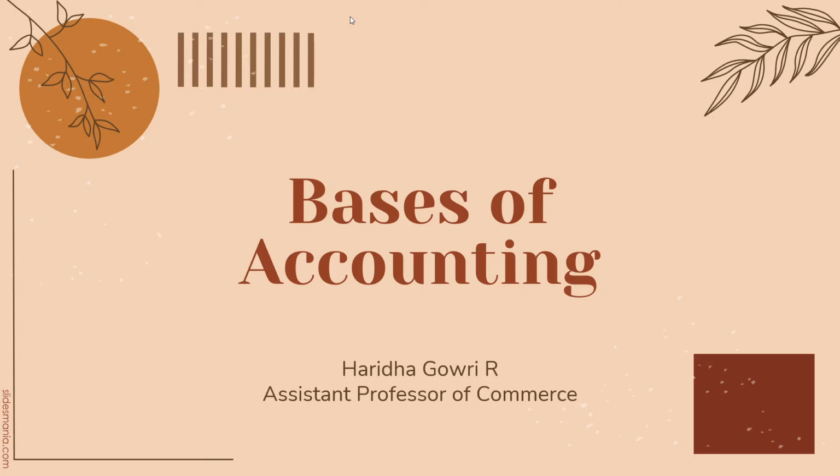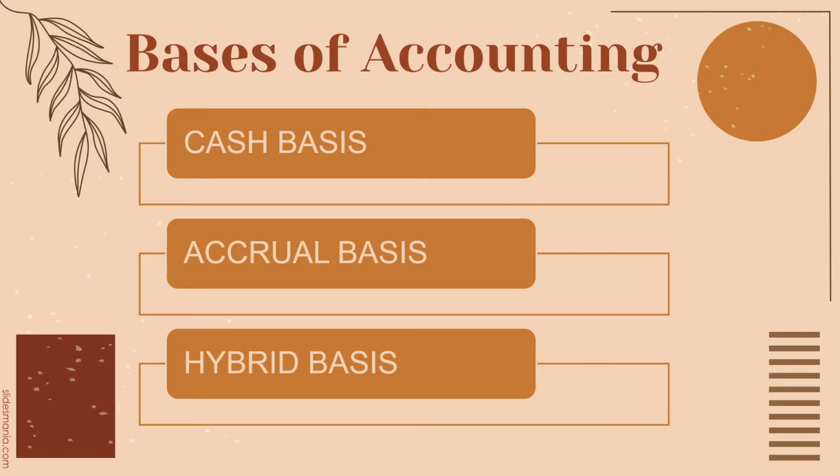And today we are going to discuss what the bases of accounting are. That is, on what basis every transaction that is entered in the journal and ledger is going to be accounted. There are basically three bases of accounting. The first one is cash basis, the second one is mercantile or accrual basis, and the third one is the hybrid basis.